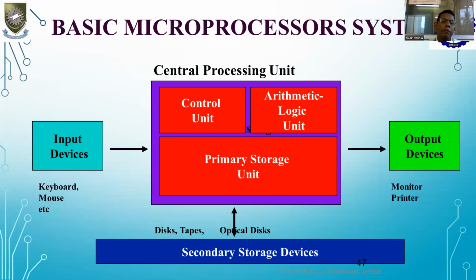Any microprocessor consists of a control unit that controls the entire microprocessor circuit. The arithmetic logic unit does the arithmetic and logical calculations. To store the intermediate results, we need storage. Input devices are normally a keyboard and mouse. Output devices are a monitor and printer. Excluding that, secondary storage devices such as disks, tapes, and optical devices are also there.